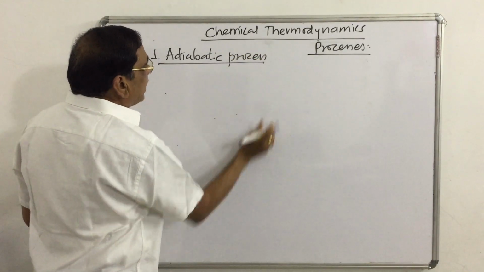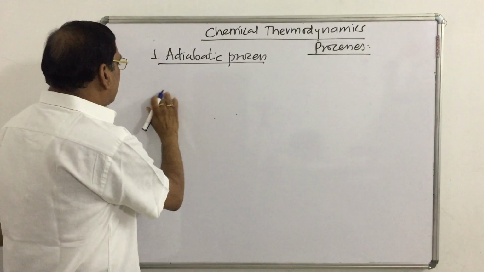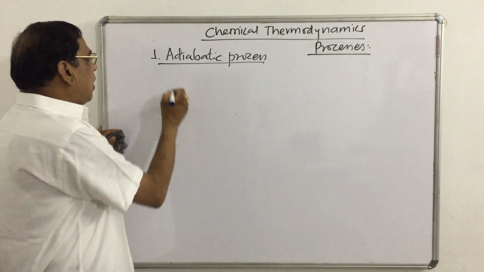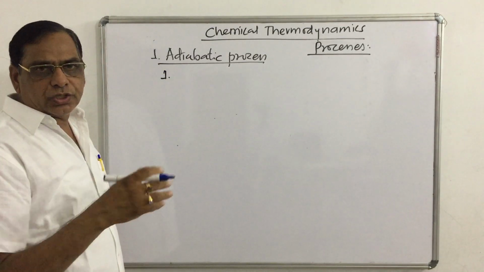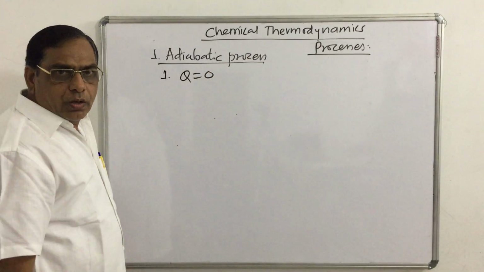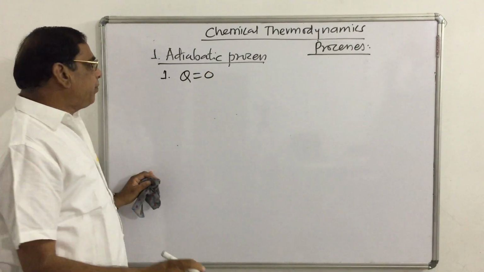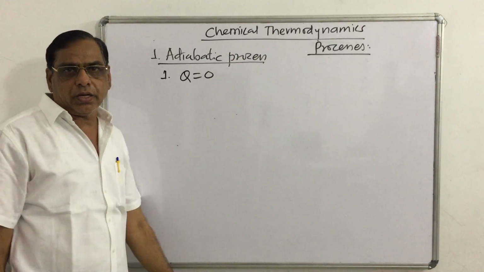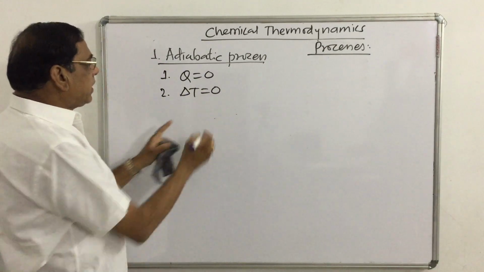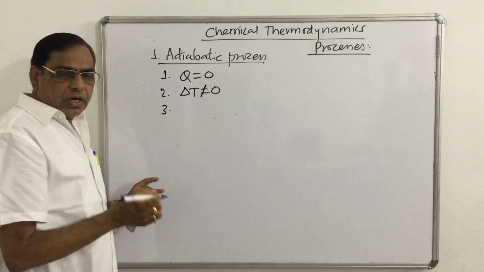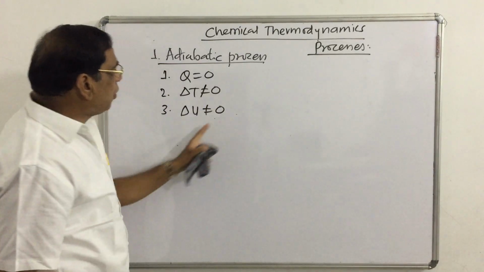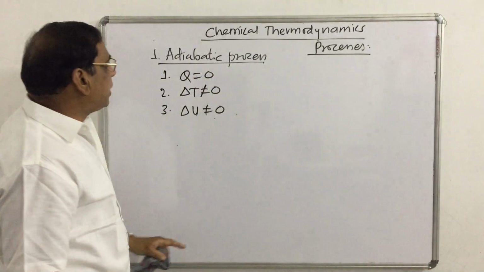Now what is meant by adiabatic process? A process in which the system cannot exchange heat with the surrounding. So Q remains constant while there is a change in temperature, that is called an adiabatic process. So in this, what happens? Delta T varies. If delta T varies, then since internal energy is a function of temperature, delta U also varies. That is called an adiabatic process.